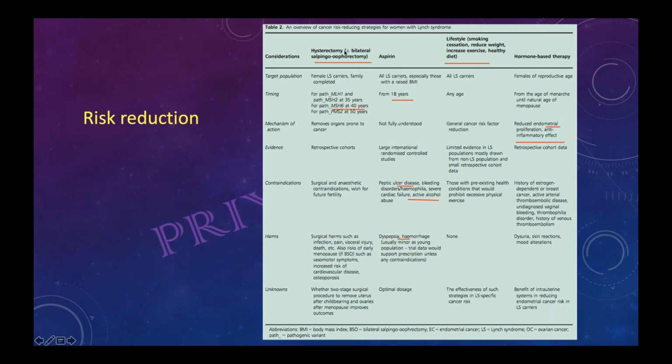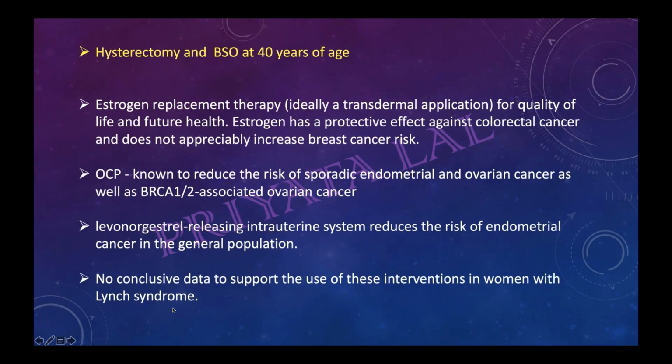So these are the two things that you have to remember. These are the risk reduction strategies that can be offered to the patients of Lynch syndrome. So now this is again the same thing. Hysterectomy and bilateral salpingo-oophorectomy should be offered at 40 years of age in Lynch syndrome. After that, if there is a risk of menopause, estrogen replacement therapy, usually transdermal application, can be done.